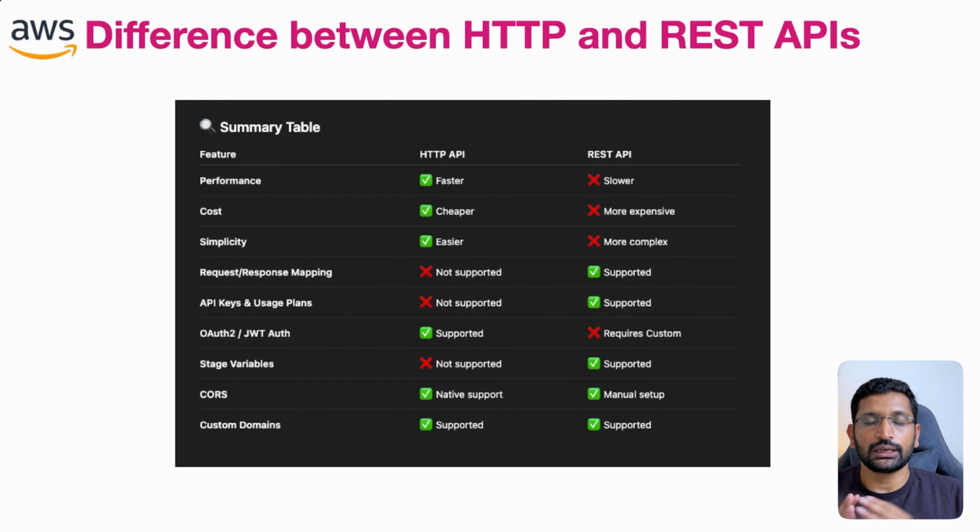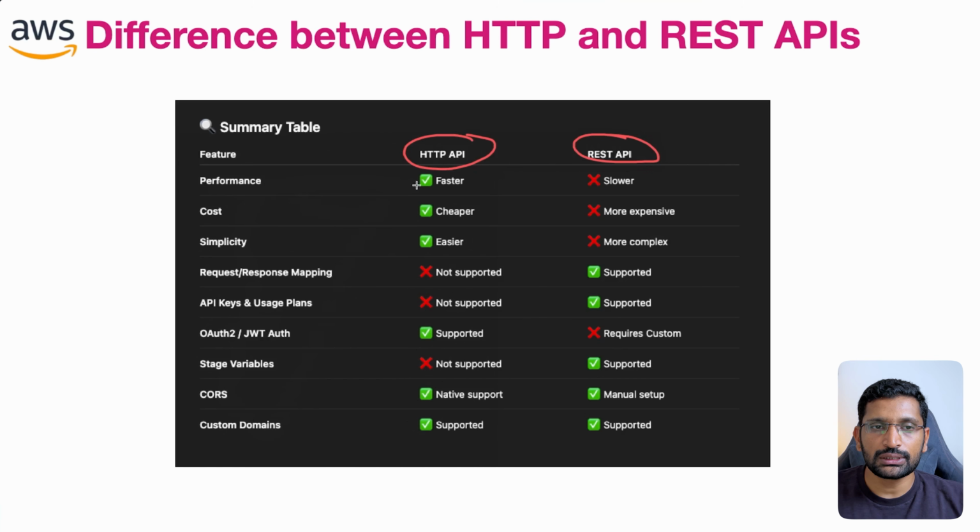As I promised, let's take a look at the difference between the HTTP APIs and the REST APIs and which one we need to use. Here is a quick comparison which gives you good clarity on which one you should use when implementing the API gateway services of AWS. In this section you will find HTTP API and REST API, compared on performance, cost, simplicity, request response mapping, API key usage plan, OAuth, stage variable, CORS, and custom domain.